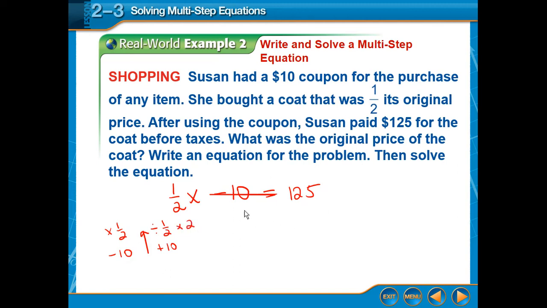If I add 10 to both sides, I end up getting 1/2 x equals 135. So if I want to know what x is, I'm going to multiply both sides by 2, and I get x equals 270. So the original price of the coat was $270.